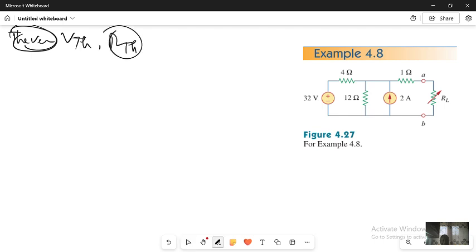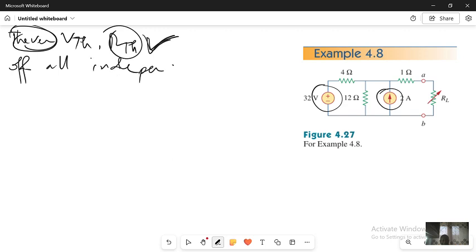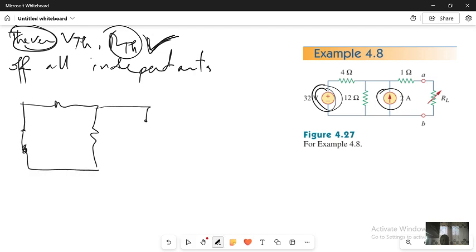First of all, I have to determine the value of RTH. What's the rule? There is no dependent source, so I have to turn off all independent sources. Since it is a voltage source, it is going to be shorted, and I will have this. Since it is a current source, it's going to be open, and I will have this.